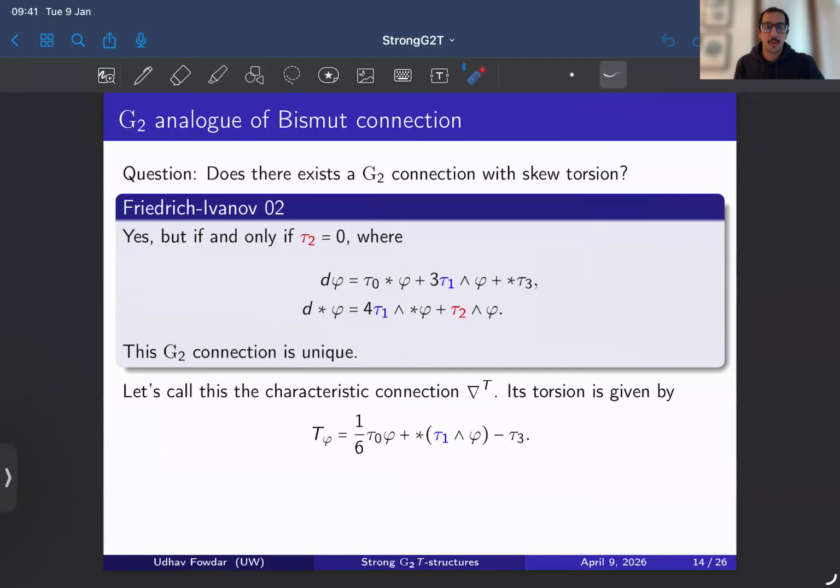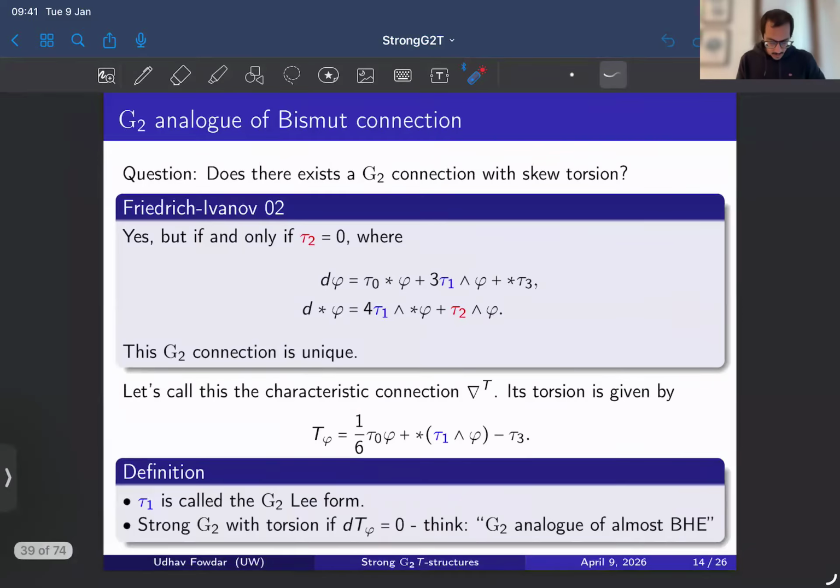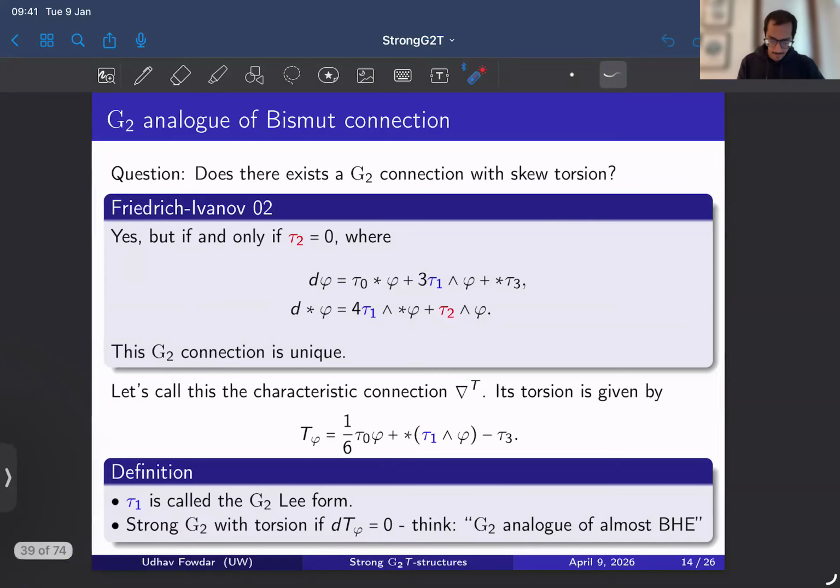Okay, if there exists such a G2 connection, then you call this connection the characteristic connection, and you can compute its torsion in terms of the G2 torsion forms, and it's given by this expression here. Just as in the SU(3) case, there's a distinguished one-form, which I'm going to call the G2 Lee form, which is this one-form, which I call tau1 here. It is somehow the analog of what we called nu1 in the SU(3) case. And a G2 structure would be called strong if the torsion is in fact closed. And this is naturally analogous to the almost Bismut-Hermitian-Einstein setup.